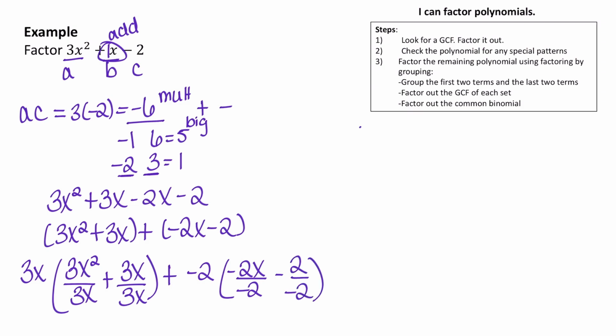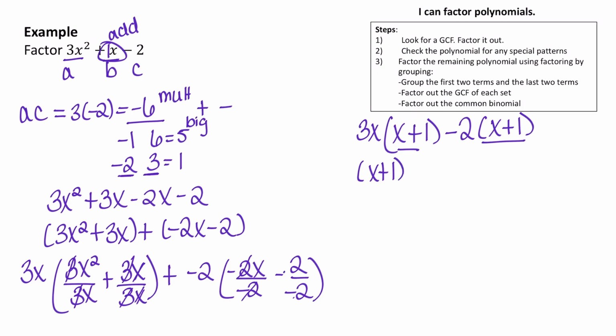So when I do that, that first set, I'm going to have 3x times, here 3 and 3 cancel, and then x squared over x becomes just x. And then 3 and 3 cancel, and so do the x's, so we just have x plus 1. Now in my second set, so I have minus 2, and then here the negative 2 and negative 2 cancel, so I have x. And then I have negative 2 over negative 2, well, that's just going to be positive 1. So that common factor of x plus 1, I can factor that out, and then I have 3x minus 2. So that is the factored form of this polynomial expression.